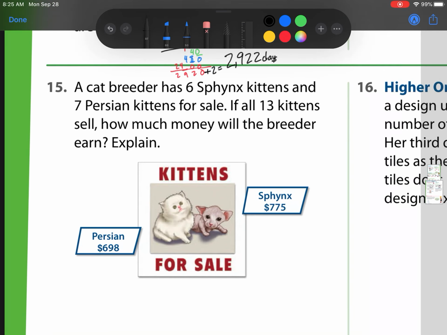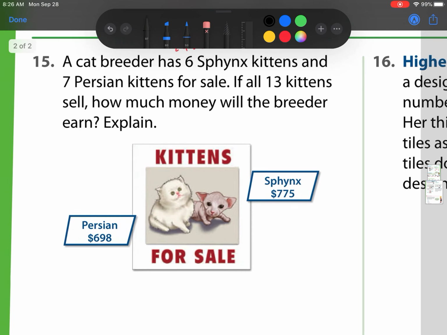We're almost there, guys. A cat breeder has 6 Sphinx cats and 7 Persian kittens for sale. If all 13 kittens sell, how much will the breeder earn? Wow, who knew cats were so expensive? So let's start here. We have Persian cats, and we see right here there's 7. So that means we're going to multiply this by 7. 698 times 7. So let's begin.